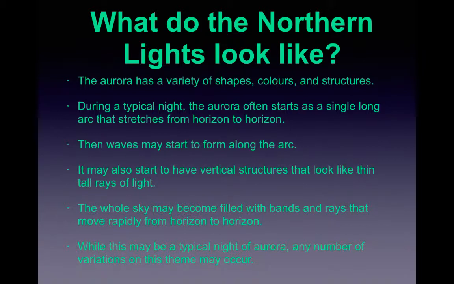The aurora has a variety of shapes, colors, and structures and can also change rapidly in time. During a typical night, the aurora often starts with a single long arc that stretches from horizon to horizon. Then curls or waves may start to form along the arc. It may also start to have vertical structures that look like thin, tall rays of light. This auroral activity can last anywhere from a few minutes to several hours.